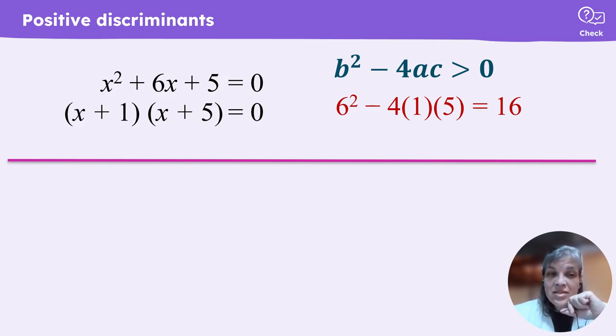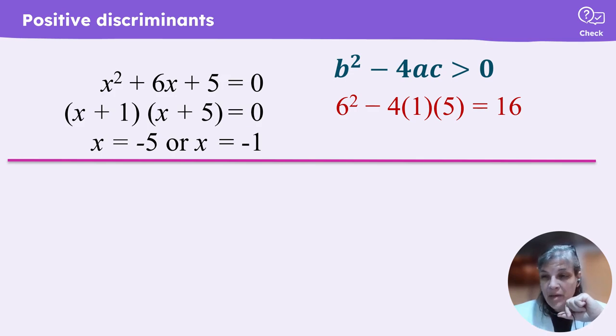It factorizes into x plus 1, x plus 5. And from that, we can see that there's two values of x. When this equation equals 0, x could be minus 5 or x could be minus 1.